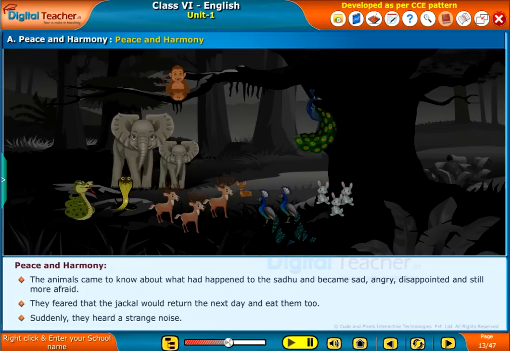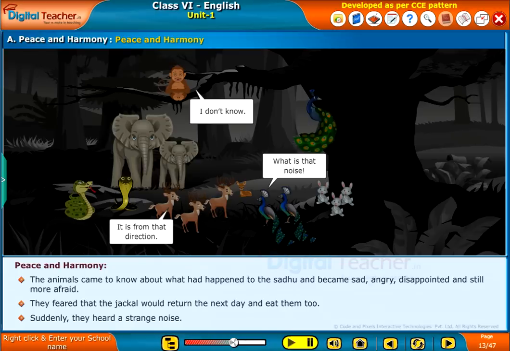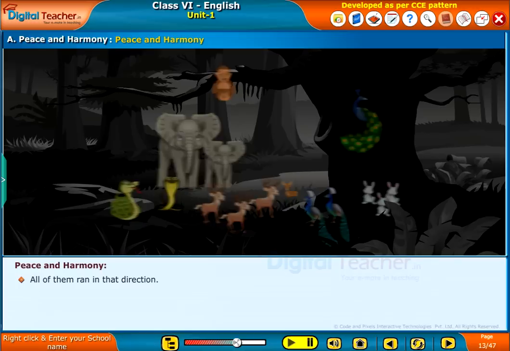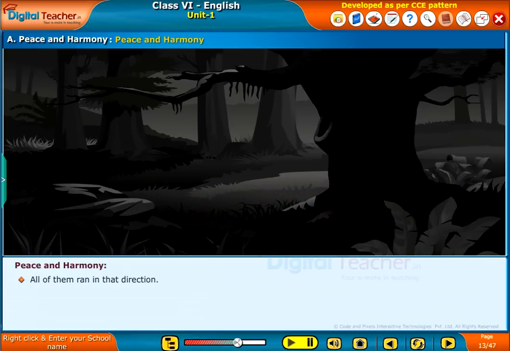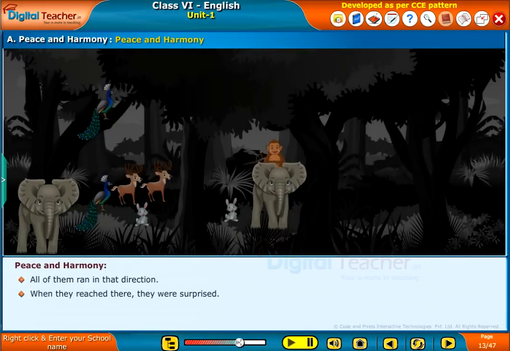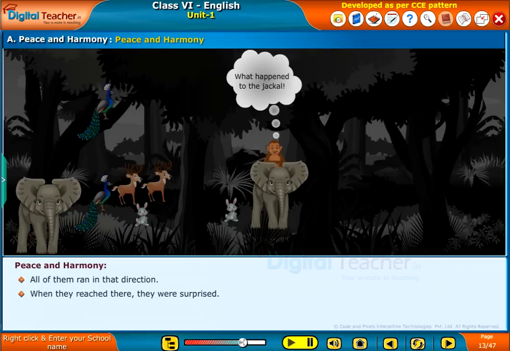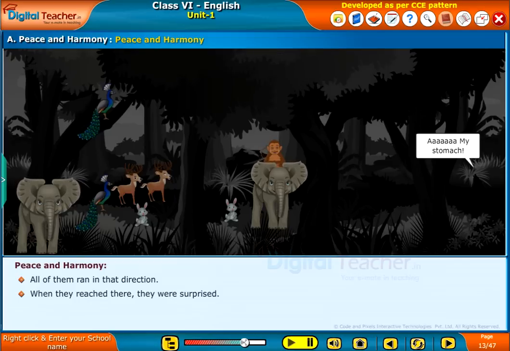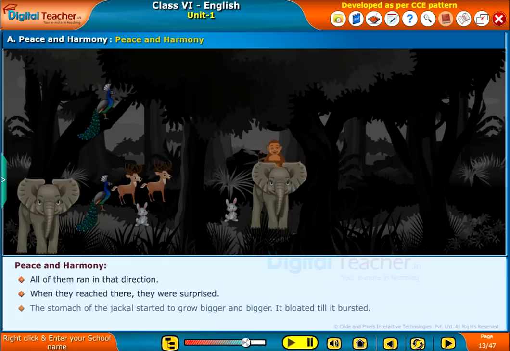Suddenly, they heard a strange noise. "What is that noise?" "I don't know. It's from that direction." "Let's go and see what it is." All of them ran in that direction. When they reached there, they were surprised. What happened to the jackal? "Ah! My stomach! My stomach!" The stomach of the jackal started to grow bigger and bigger. It bloated till it burst. "Look, the jackal's stomach burst."